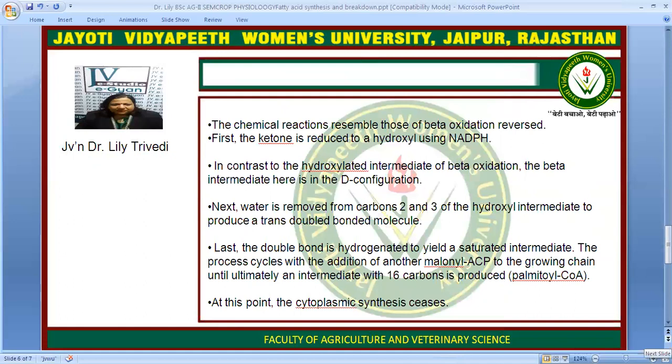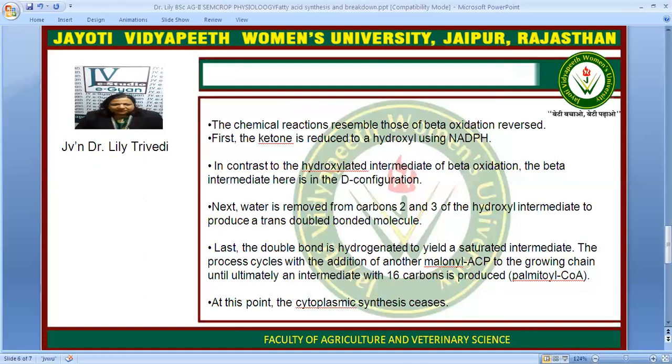The chemical reactions which resemble those of beta oxidation are reversed. So what is the process? First, the ketone is reduced to a hydroxyl using NADPH. Now, in contrast to the hydroxylated intermediate of beta oxidation, the beta hydroxy intermediate here is in the D configuration. There are two configurations we all know, the L and the D. So this is the D configuration. Next, water is removed from carbons 2 and 3 of the hydroxyl intermediate to produce a trans double-bonded molecule.